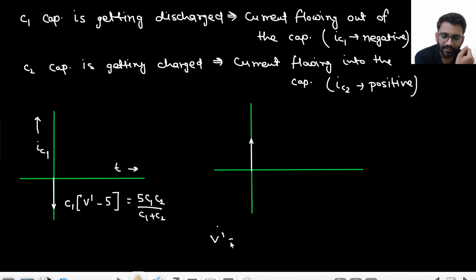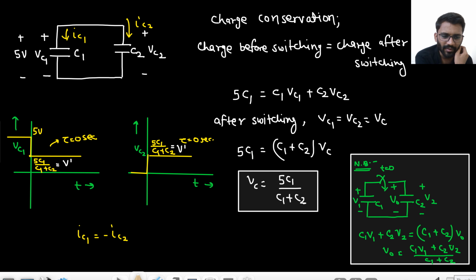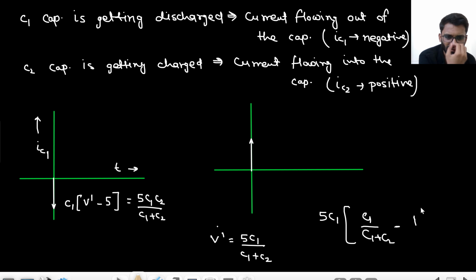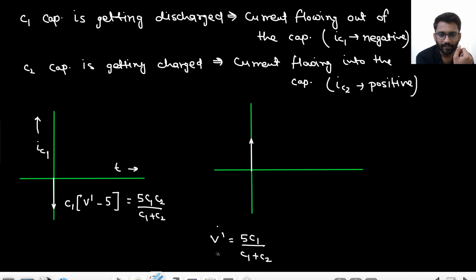What is your V dash? V dash is 5 C1 upon C1 plus C2. So let's see it, I'm just trying to solve it. C1 upon C1 plus C2 minus 1. So it will be 5 C1 C2 with a minus value there. So you will get, this is your actually V dash, so you will get a minus sign here. Minus 5 C1 C2 upon C1 plus C2, just by solving it, nothing else.